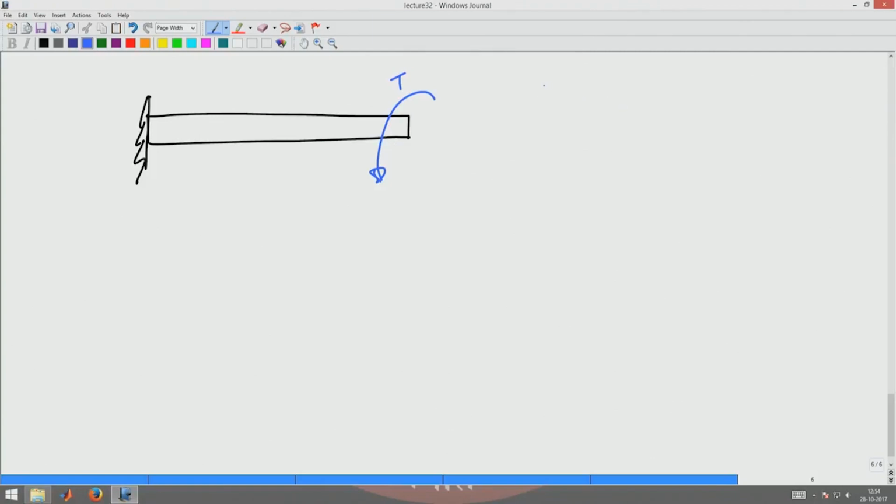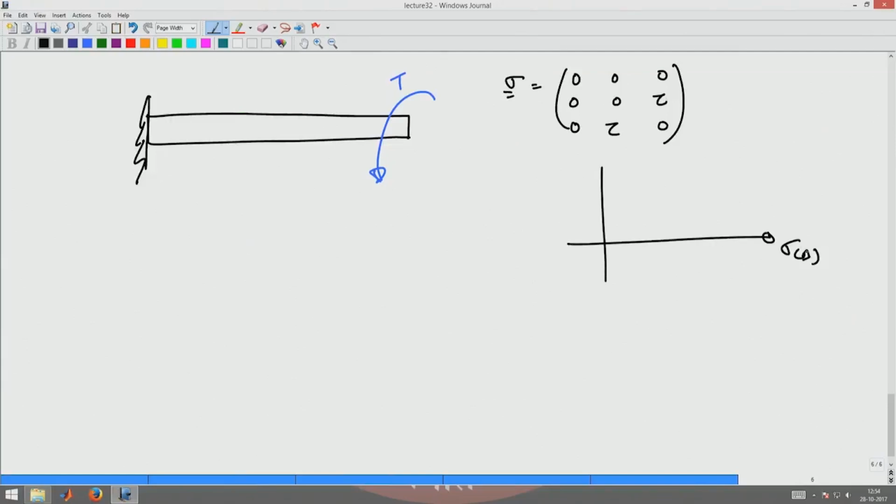So, the state of stress is pure shear: 0 0 0, 0 0 tau, 0 tau 0, for example. And the Mohr circle for this, with sigma_n and tau_n (shear stress) axes, will be a circle where this is tau, this is minus tau, this is tau max. In the given plane the maximum shear stress occurs.